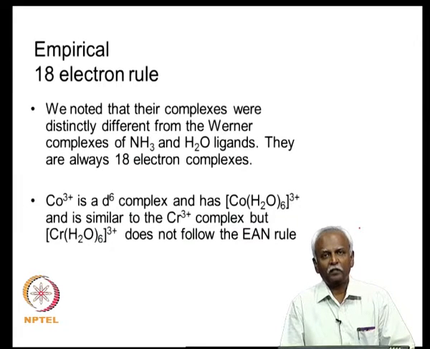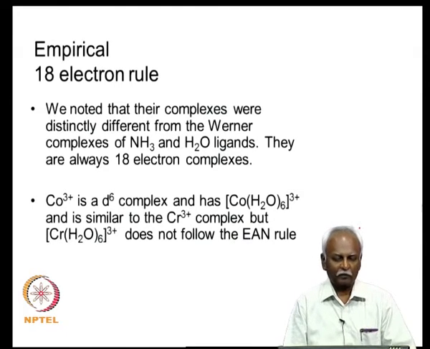Now, what we have noticed in the series of complexes that we have just encountered is that all of them end up with a total of 18 electrons around the metal atom. And this was the reason why people started talking about the 18 electron rule. Now, the 18 electrons were generated by adding the number of electrons around the metal to the total number of electrons donated by the ligands. In Werner's coordination chemistry, what you find is that you do not have this strict following of 18 electrons around the valence shell.